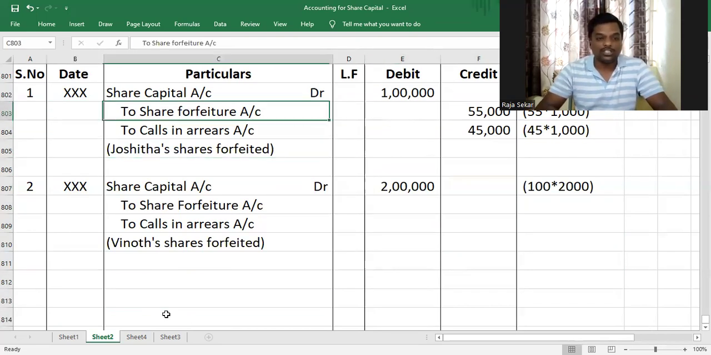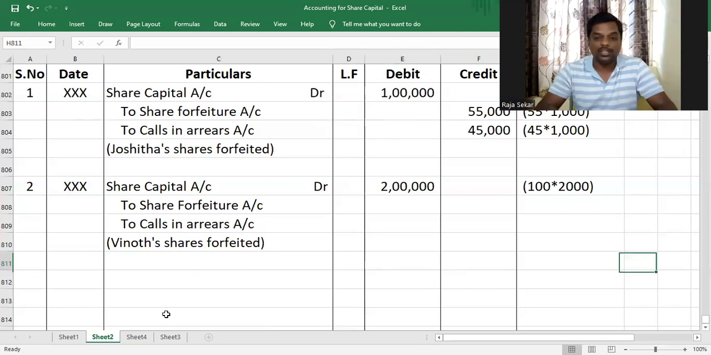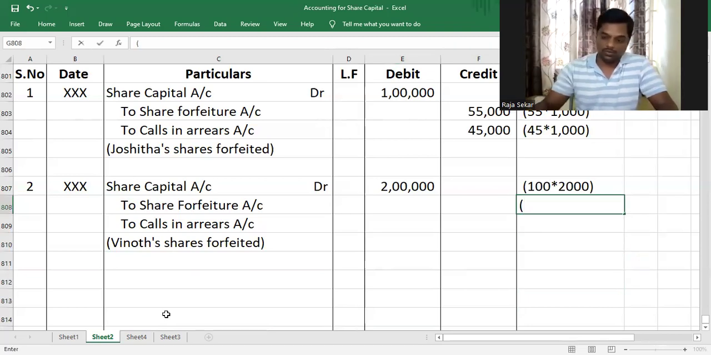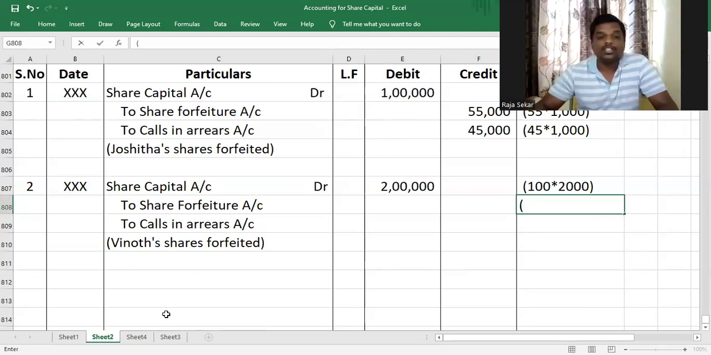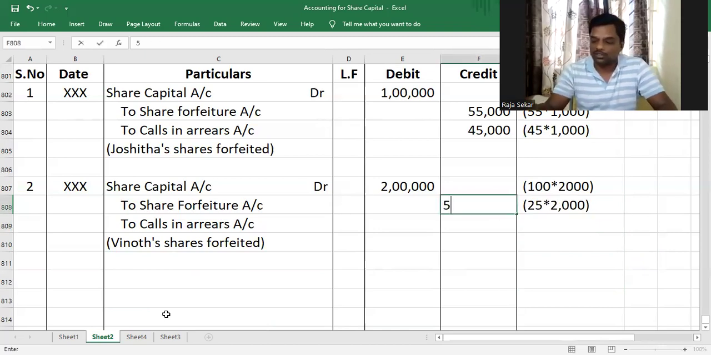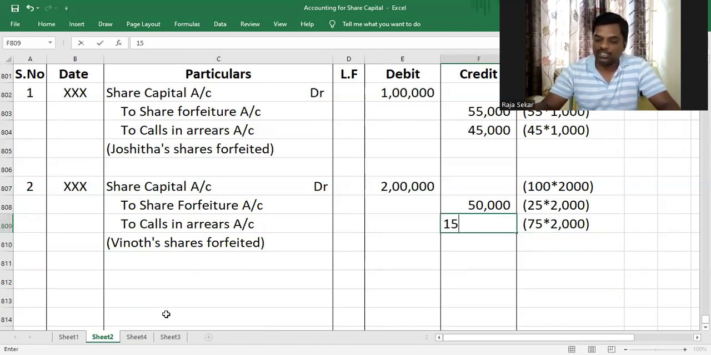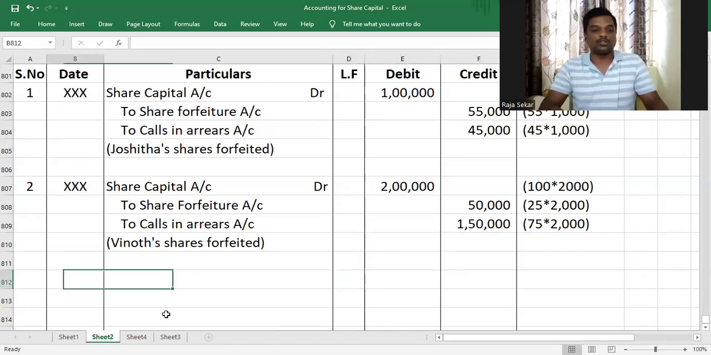Now, if you look at Vinod's case, Vinod did not pay the allotment money. Am I right or not, my dear children? So, he would have only paid application money. He hasn't paid anything after that. So, application money was 25 into the number of shares forfeited, which is 2000 for Vinod. So, that is 50,000. And what would be the unpaid portion, my dear children? We have assumed that 100 rupees has been called up. So 75 would be the unpaid portion. 75 into 2000 is 1,50,000.